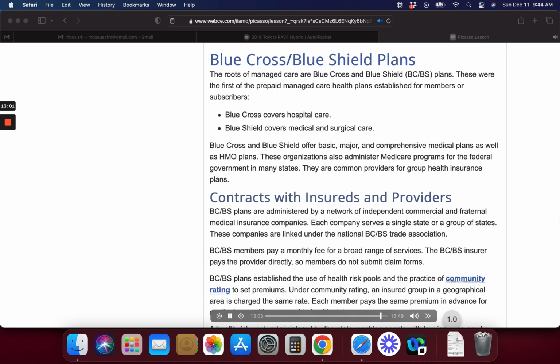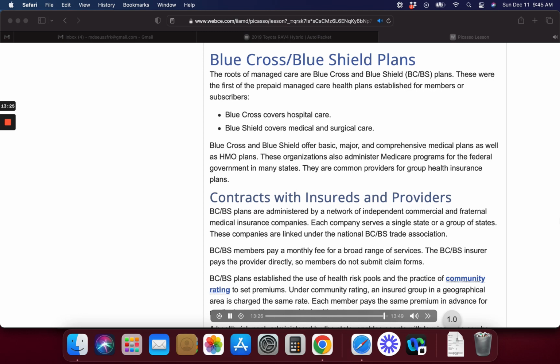BC/BS plans establish the use of risk pools and the practice of community rating to set premiums. Under community rating, an entire insured group in a given area is charged the same rate. A health risk pool, administered by the state, makes it possible for low-income persons or those who cannot get coverage through the individual health insurance market to get basic medical insurance coverage.